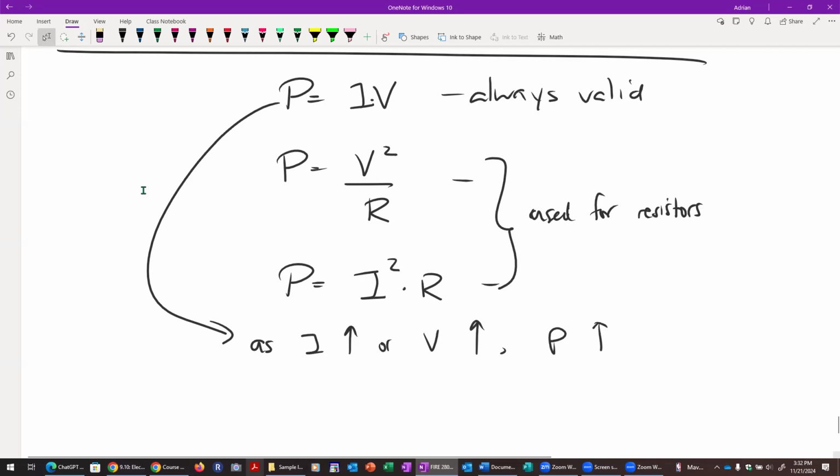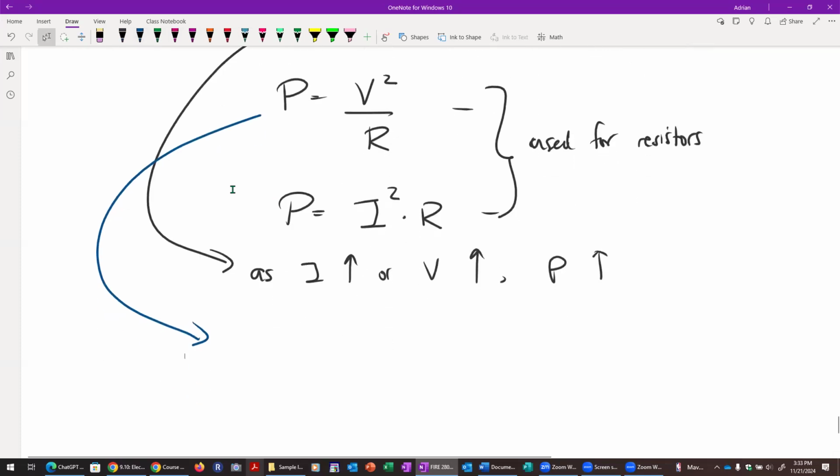Now, in the P equals V squared over R relationship, okay, so the second one, we can gain some more insights from that. And what this implies is that if the resistance is lowered and it's connected to a given voltage source, well, then the power delivered is going to increase as a result of that.